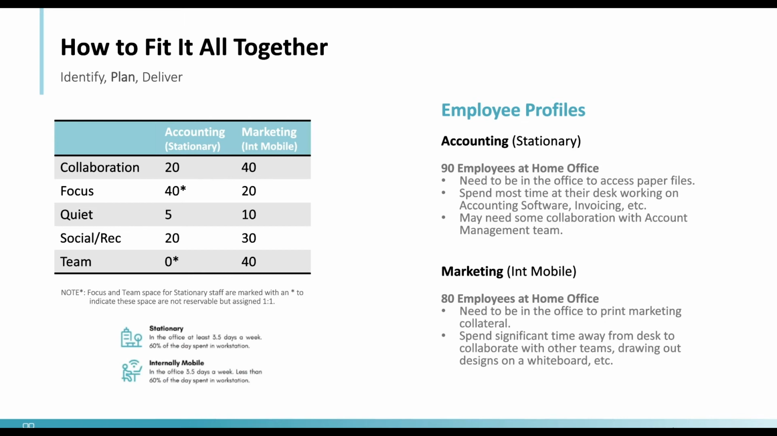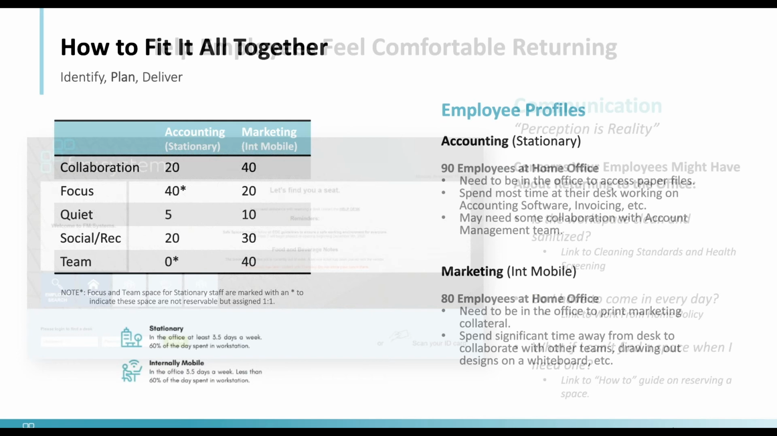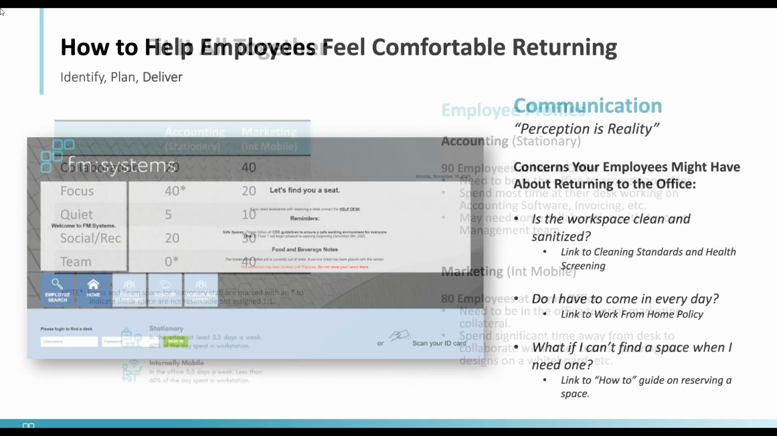And so after you've completed this process, moving on to the last step in that identify, plan, deliver is where you look at how do you communicate the new process out to your employees. And so what we have in the screenshot here is an example of the landing page of our reservation system. And as we think about communicating this new process, we want to think about what are the questions or what are the concerns that our employees might have as they're coming back into the workplace.